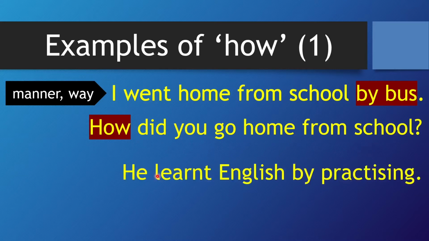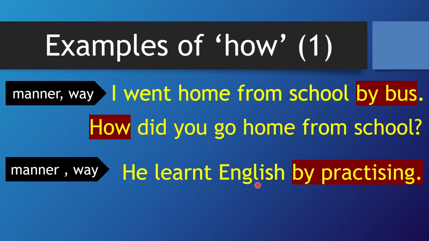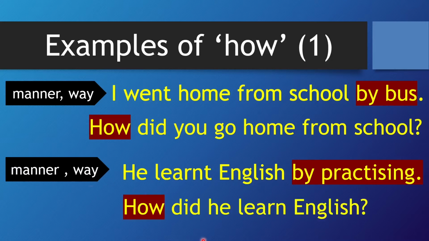One more sentence. He learned English by practicing. So by practicing is highlighted. It is showing the way or the manner. So we can write the question, how did he learn English? In the beginning, there is how. After that, the past auxiliary verb, because in the sentence, the past form of the verb is given, learned. That's why we will use the past auxiliary verb did.